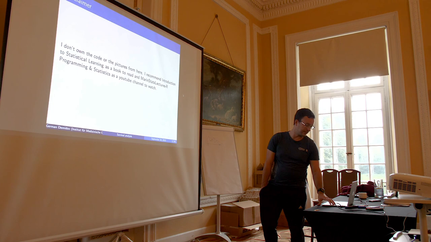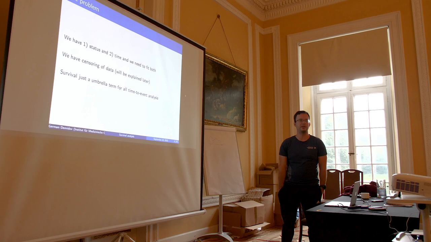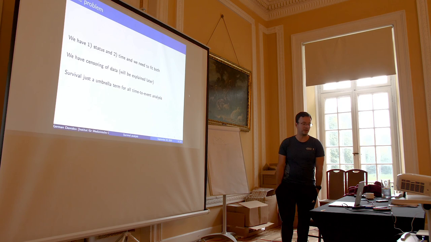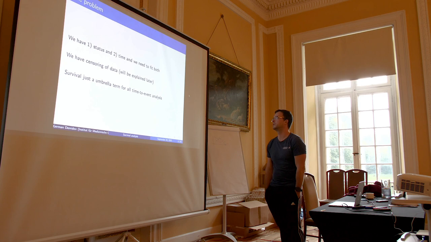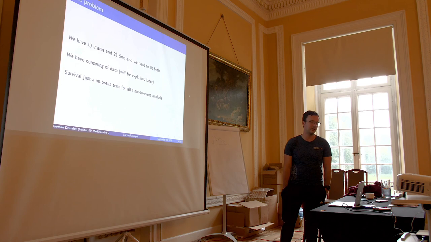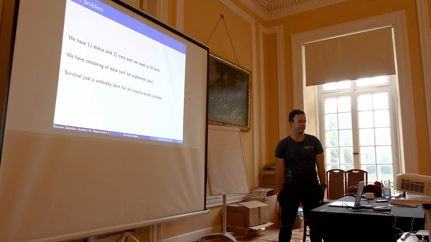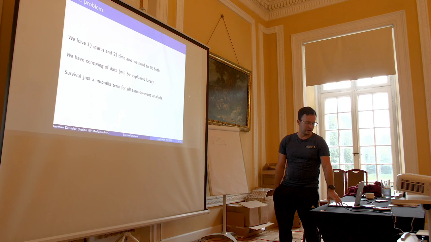What's the difference now? In the outcome, we have a second dimension, we have time. So we have not only status, not only class, but we also have the time t. There is also a very important concept, this censoring of data. I will talk about it a bit later. And survival analysis is just an umbrella term for time to event analysis. For example, the dentist who wants to know when the tooth work has to be redone, when some filling falls out. It's also survival analysis.